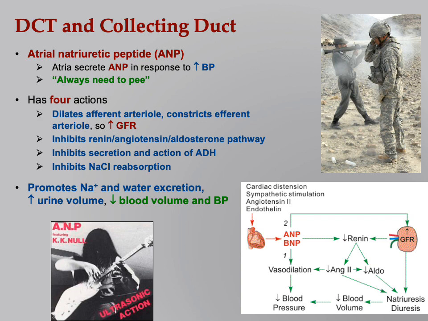Remember, the renin-angiotensin-aldosterone system was triggered by a drop in blood pressure, and all the factors involved there raised blood pressure. Now, here's ANP. It's doing exactly the opposite. It's basically lowering blood pressure, lowering blood volume in order to make that happen by increasing urine output.